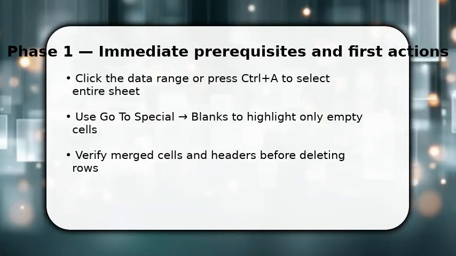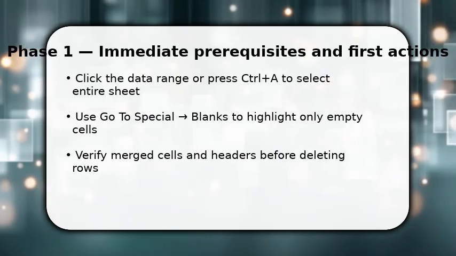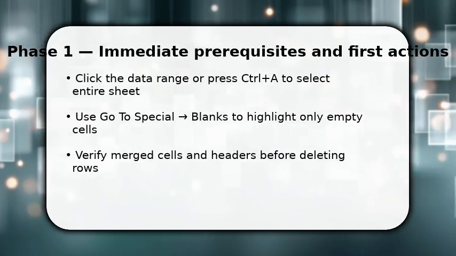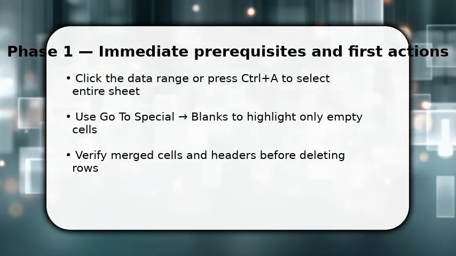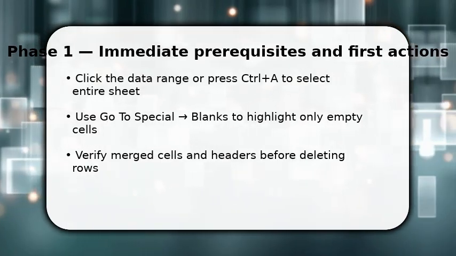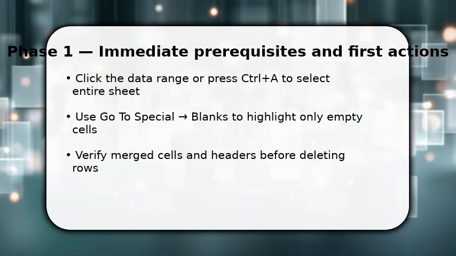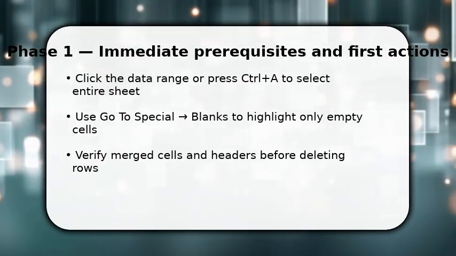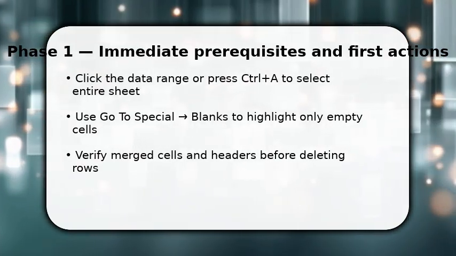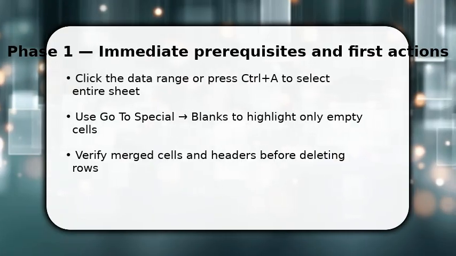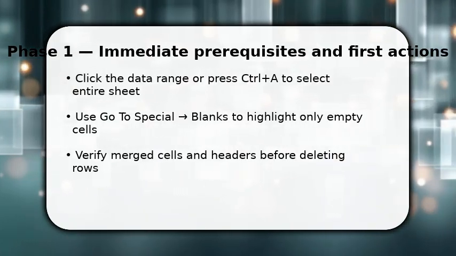You start by narrowing the scope. Select the data range or press Ctrl+A to include the whole sheet. Next, open Home > Find & Select > Go To Special and choose Blanks so only empty cells are highlighted. Once done, scan for merged cells or header rows that might be misidentified. Make sure to exclude them.